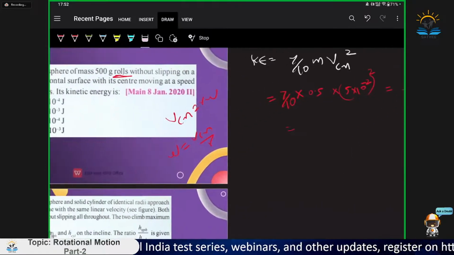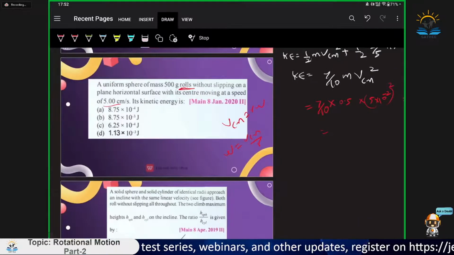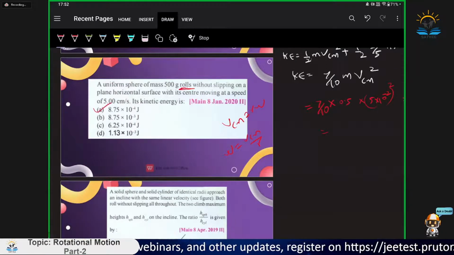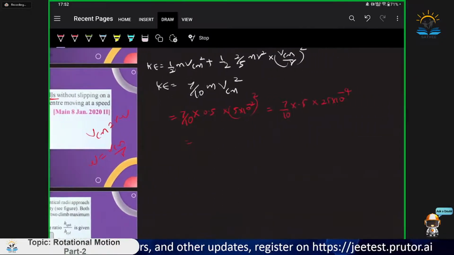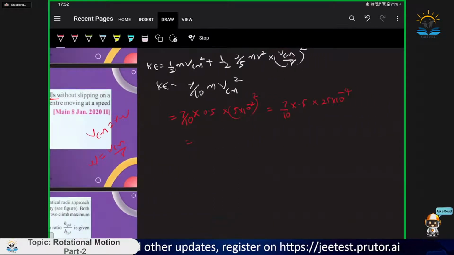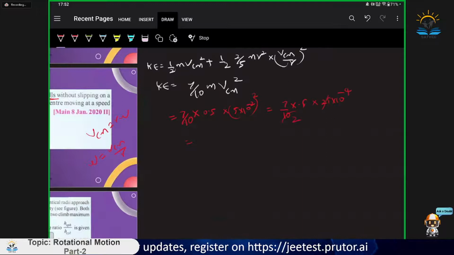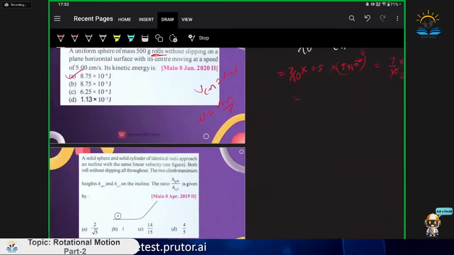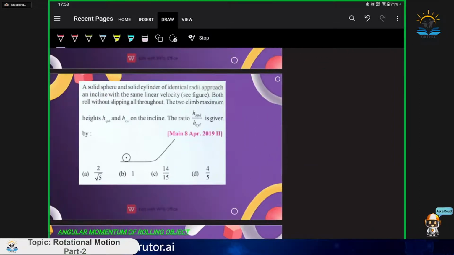So the answer will be option A. 8.75 into 10 raised to minus 4. 35 by 4 into 10 raised to minus 4. 35 by 4 is 8.75. Okay, easy. Yes. This is our next question.